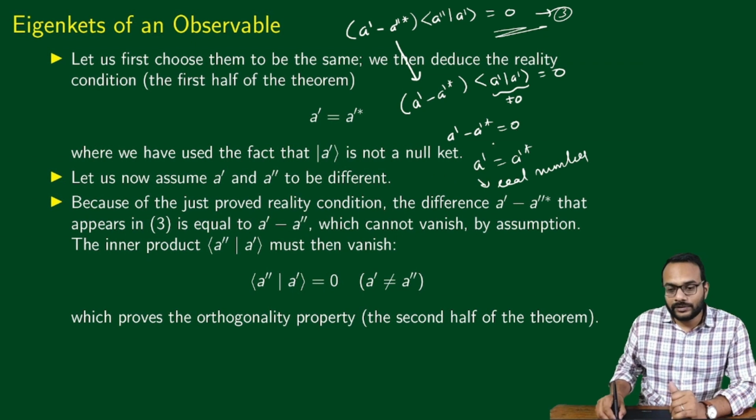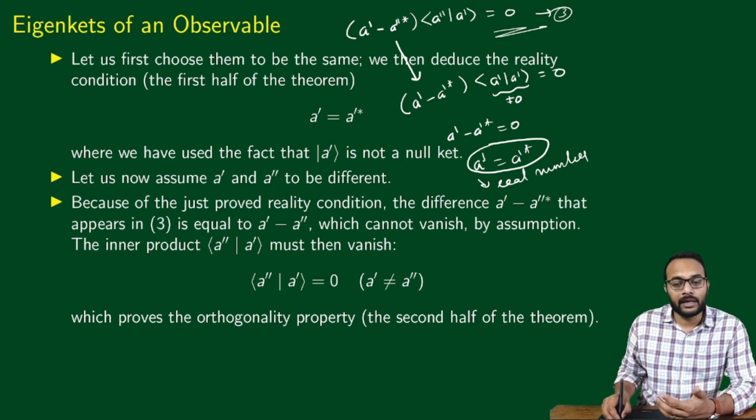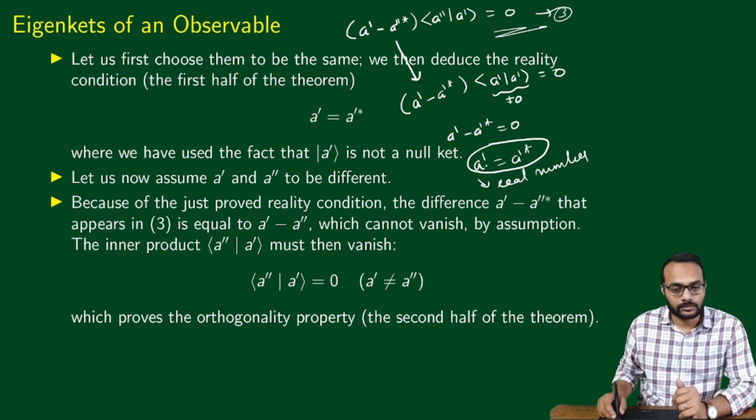Alright, so we have got this result that the eigenvalues of a Hermitian operator are real. So we have actually proved the first part of the theorem. The eigenvalues of a Hermitian operator are real, or A prime is equal to A prime star.